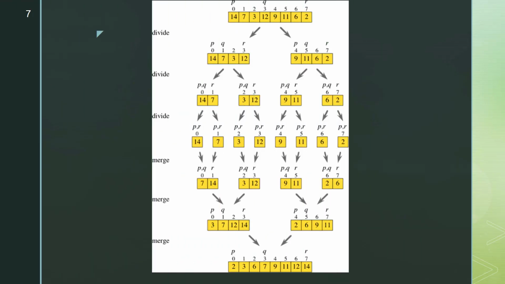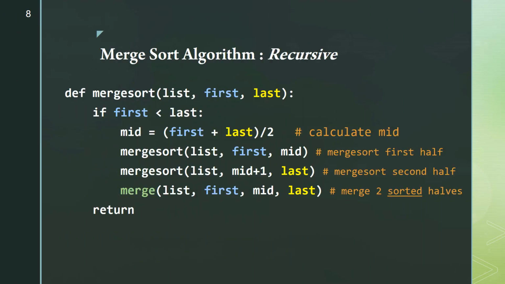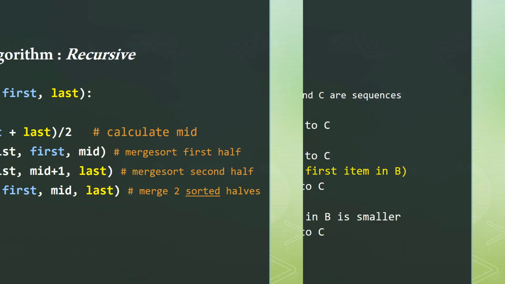Here's how it looks dividing and conquering the entire algorithm in a diagram format. This is the MergeSort algorithm. We first calculate the mid, then we recursively merge the first half, recursively merge the second half, and the final merge puts the two sorted halves together. We will investigate the merge algorithm here in a little bit.